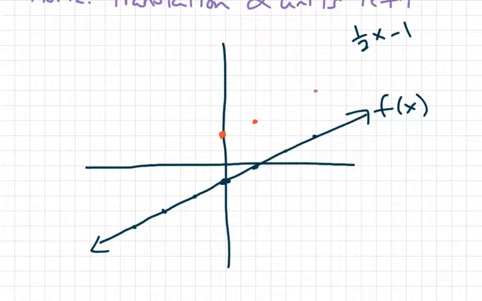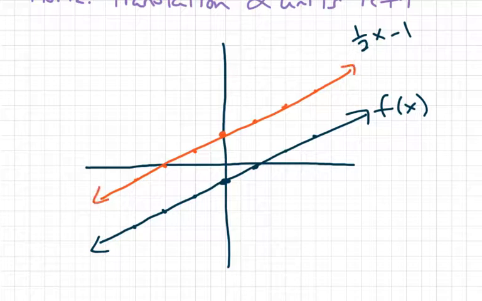1, 2, 3. Skipped one there. 1, 2, 3. 1, 2, 3. Okay, you can see the lines are still parallel. Okay, we're just sliding everything up 3 units, and this is g of x.